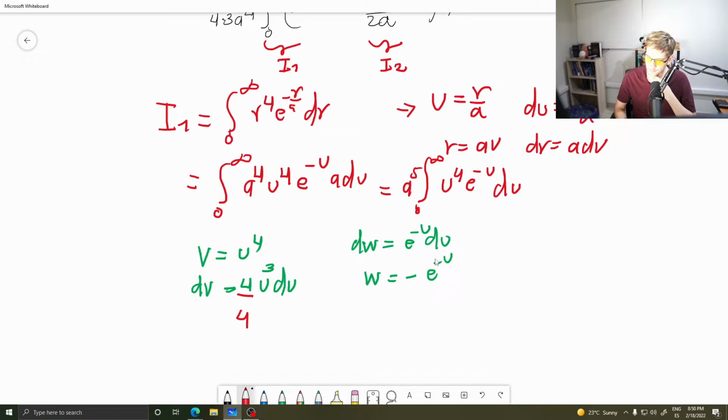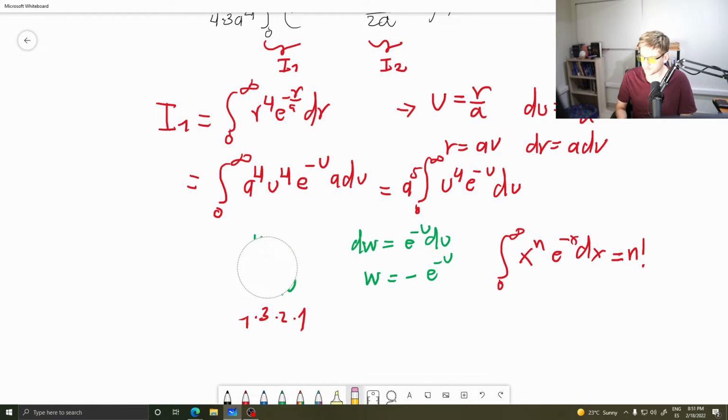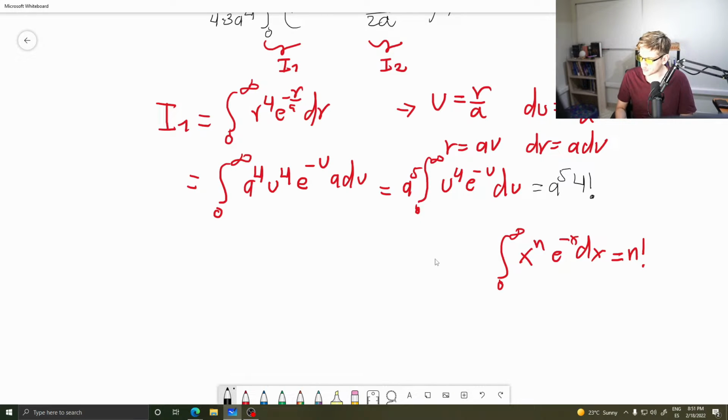And each time you do it, the exponent drops. So you get 4, and then you get a 3, and then a 2, and then a 1. So that is why this sort of integral, whenever you have the integral from 0 to infinity of x to the n e to the minus x dx, this will be n factorial, and that's it. It's just n factorial. So that's the result that I will use. In this case, this integral is simply 4 factorial. So we get a to the fifth times 4 factorial.